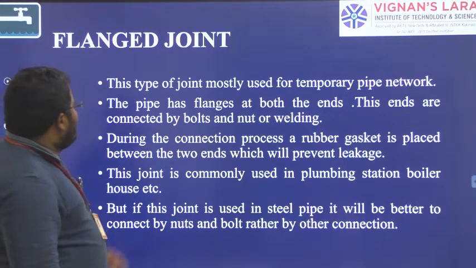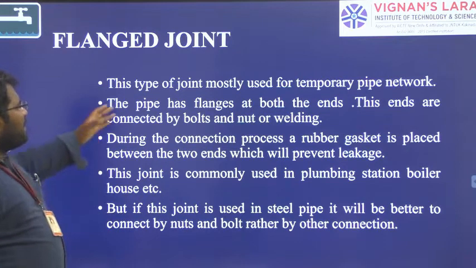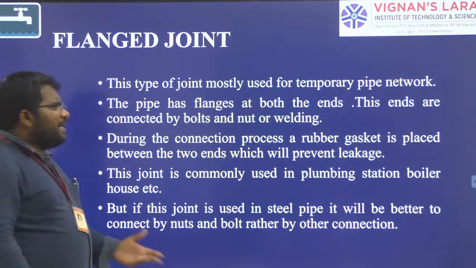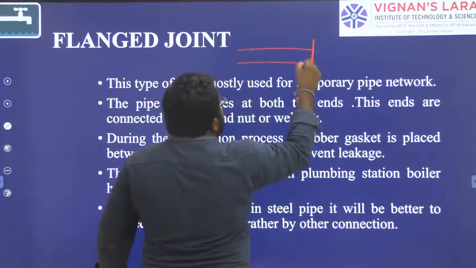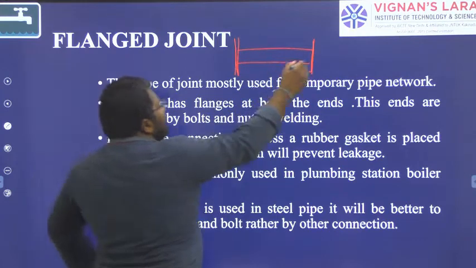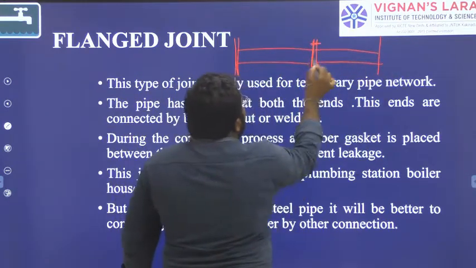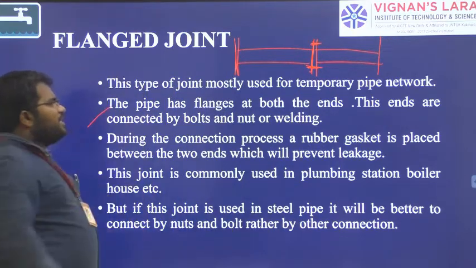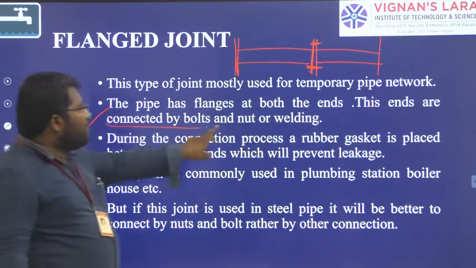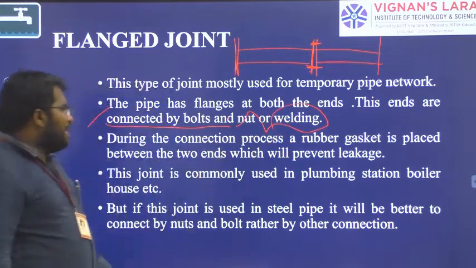Next, flange joint. This type of joint is mostly used for temporary pipe networks, right? The pipe has flanges at both ends. So like this, if you take a pipe, here is one side flange and this is the other side flange. If you take another pipe, you are going to have this kind of flanges. Then you will screw it. These ends are connected with bolts and nuts, or it can be done by welding also, right?